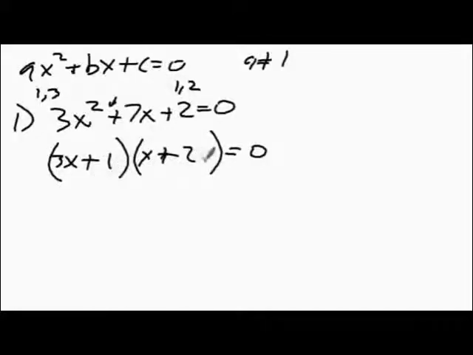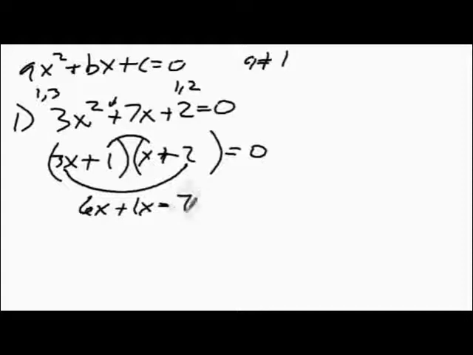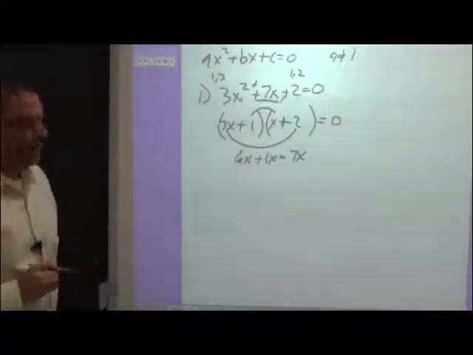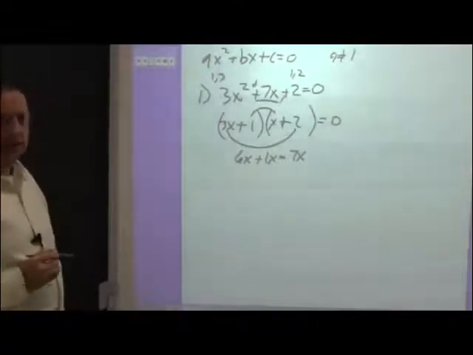And let me explain what I meant by the OI out of FOIL. The OI part is to check. You're going to take the 3x times the 2 and the 1 times the x. That's the O and I out of FOIL. 3x times 2 is 6x. 1 times x is 1x. What does that give you when you combine those? 7x. That's what you want. You want that middle term, so we know we factored it right.